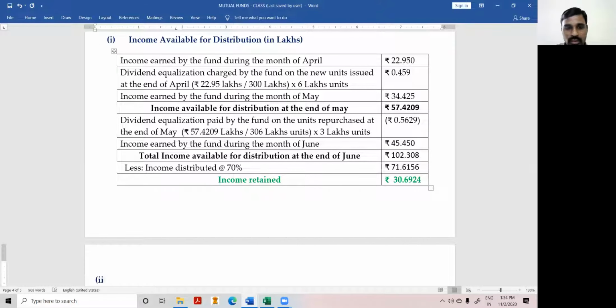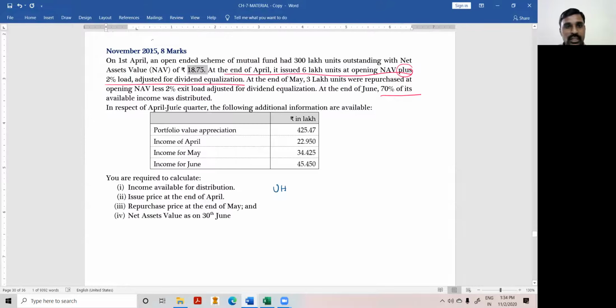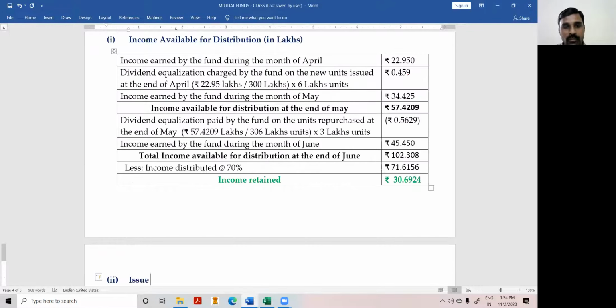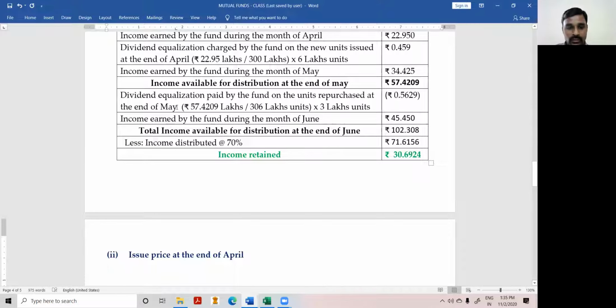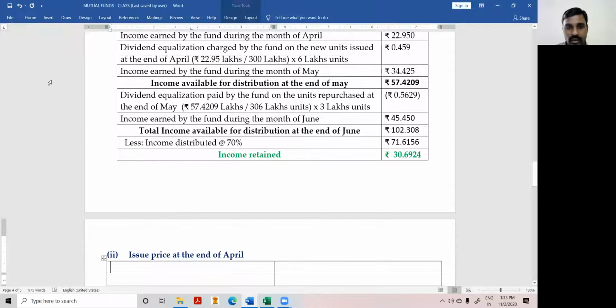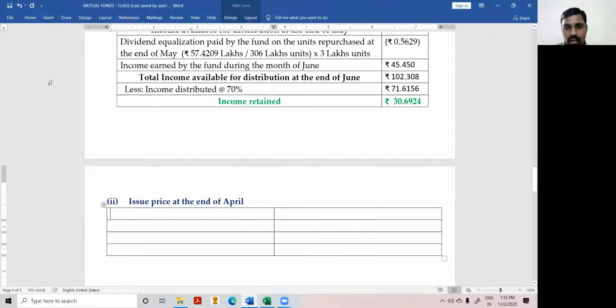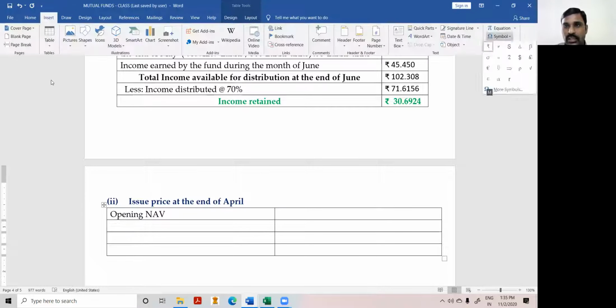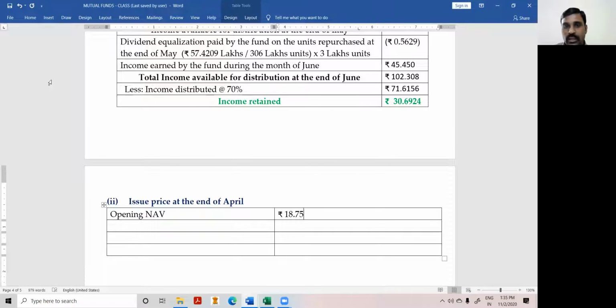What is the question exactly? Issue price at the end of April. So what is the opening NAV? Rupees 18.75 is the opening NAV.